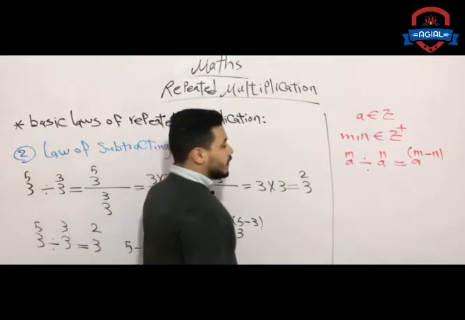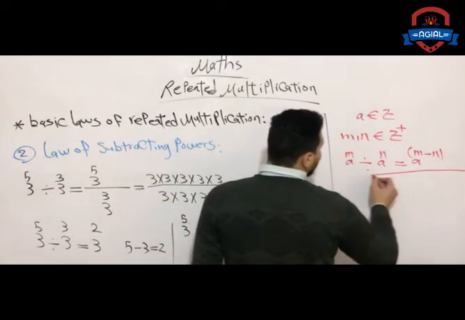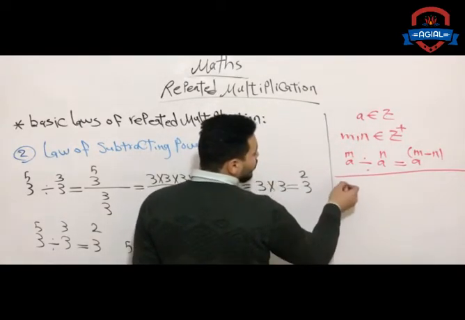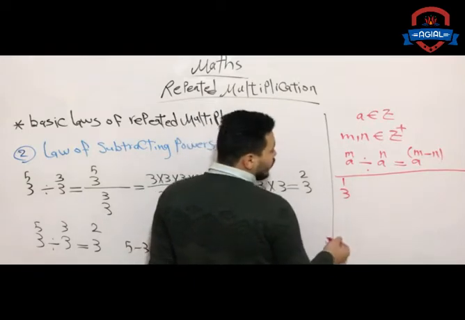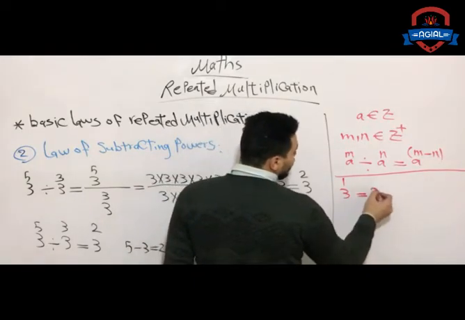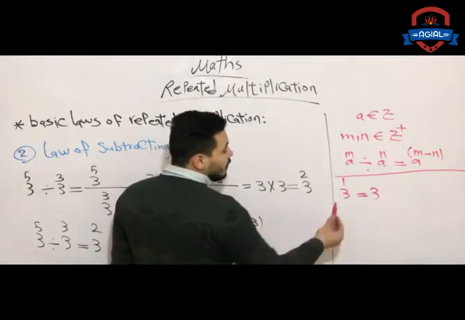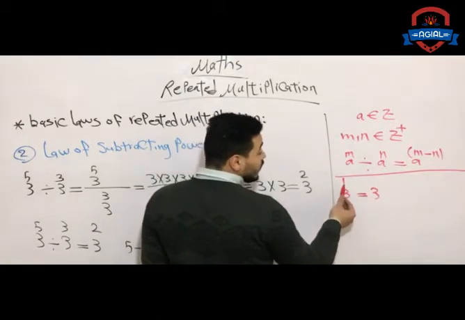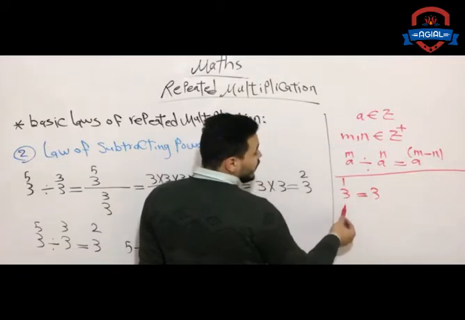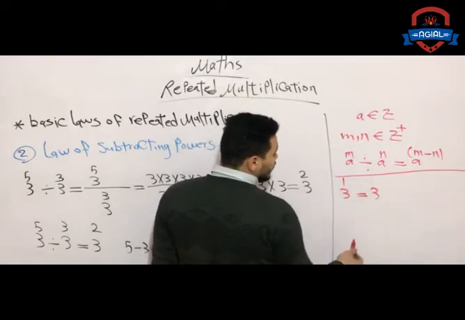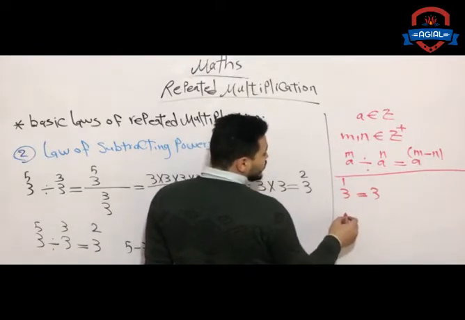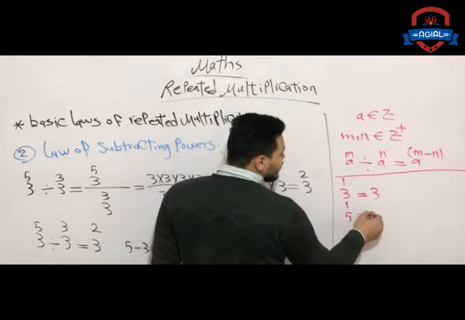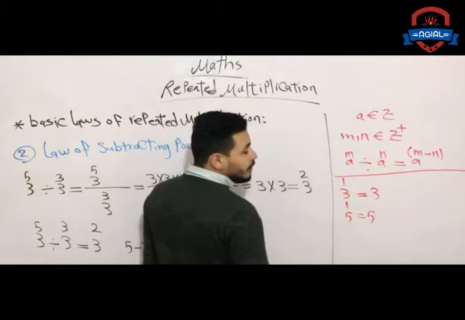And focus with me. If we have 3 to the power of 1, 3 to the power of 1 equals 3, because the power of 1 isn't written. So 3 to the power of 1 equals 3, and any integer number, 5 for example, to the power of 1 equals 5.